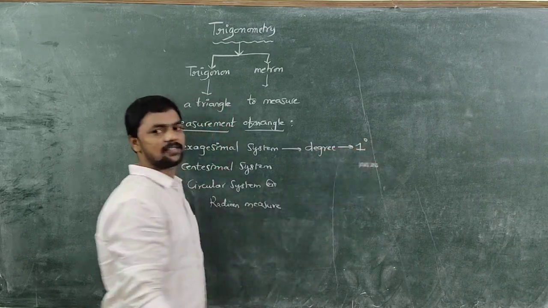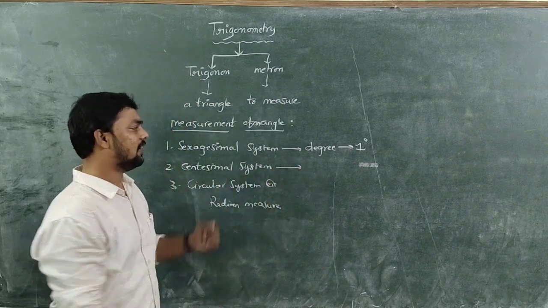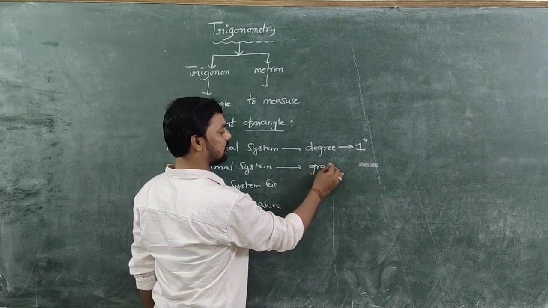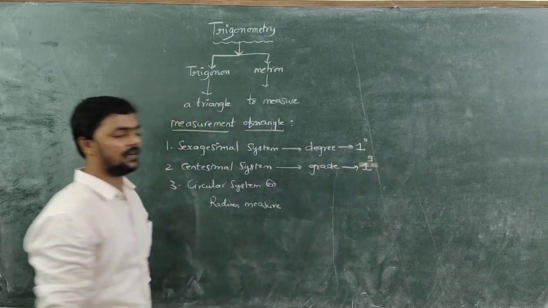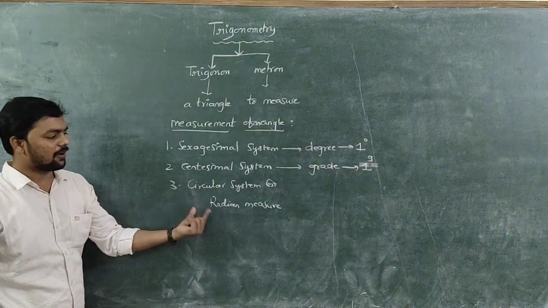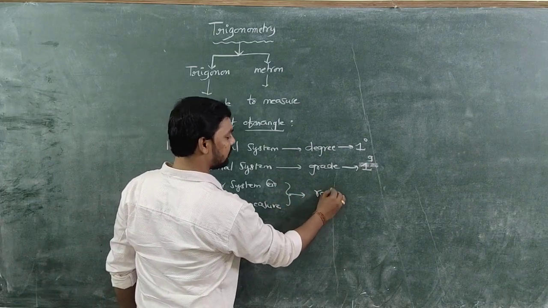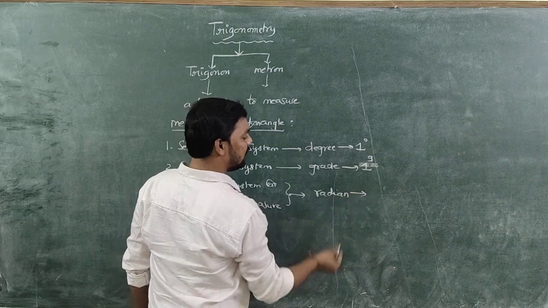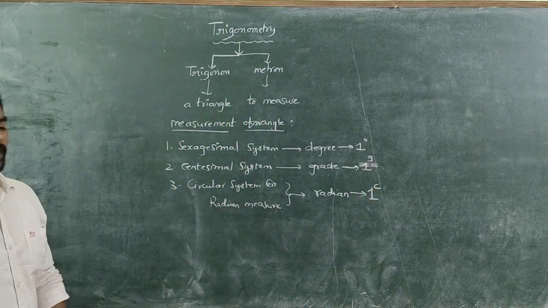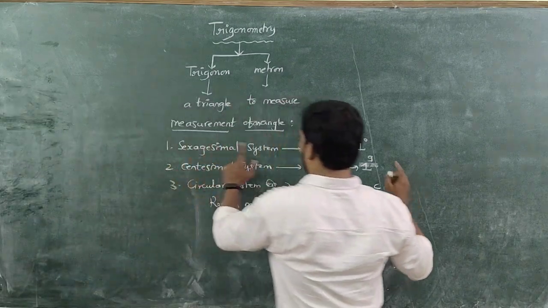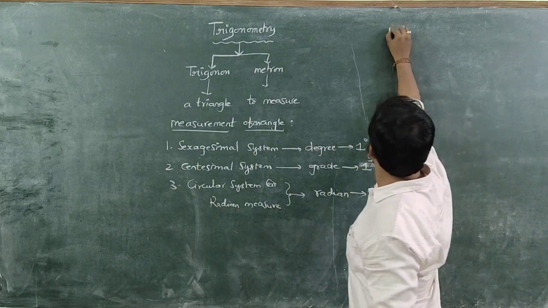It is represented as 1 degree. In the centesimal system, we measure an angle in grades. It is represented as 1 grade. In the circular system or radian measure, we measure an angle in radians. It is represented as 1 radian. Next, we have to give the relationship between these three systems.